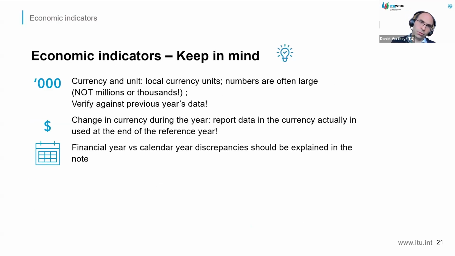So to summarize, economic indicators are often large numbers. So watch out for the currency and the unit. The currency unit should always be local currency units, and please consider the unit as one. So please do not report millions or thousands. And it's of course very easy to make an error in this.